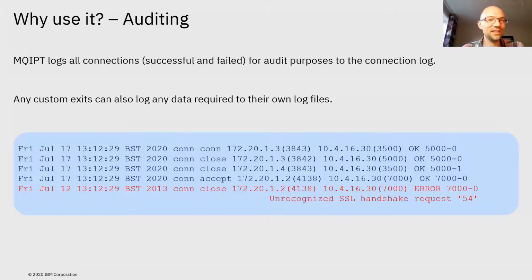Something else that MQIPT does for you is to keep an audit trail of connections that come in. Regardless of whether that connection is actually accepted and passed on to the queue manager, or whether it's blocked for any of the reasons that we've looked at so far, there will be a log record written by MQIPT that has information such as the IP address of the source and the destination and whether that connection was successful or not. And there are exits that you can write as well if you want to log any additional data to other log files.